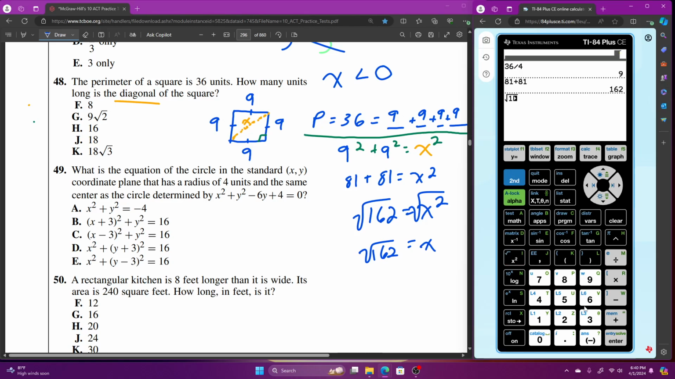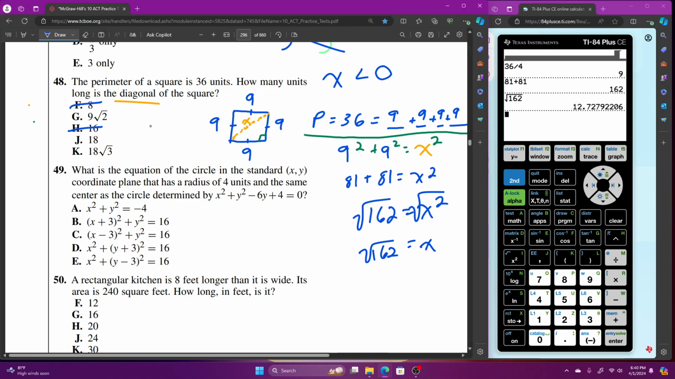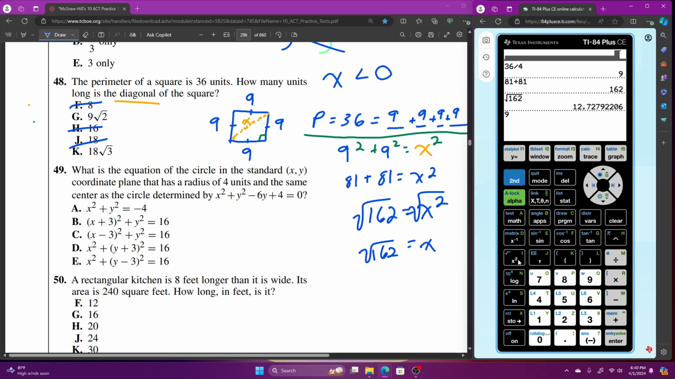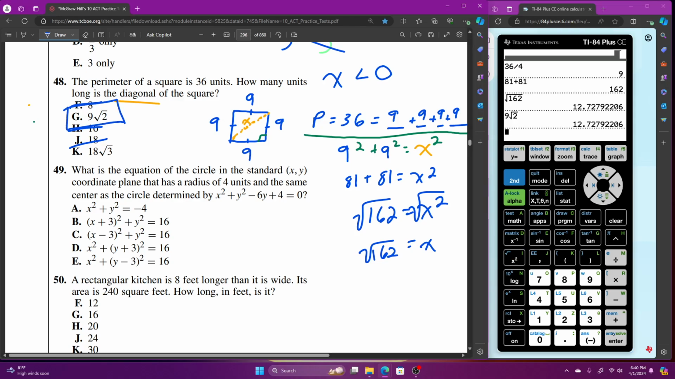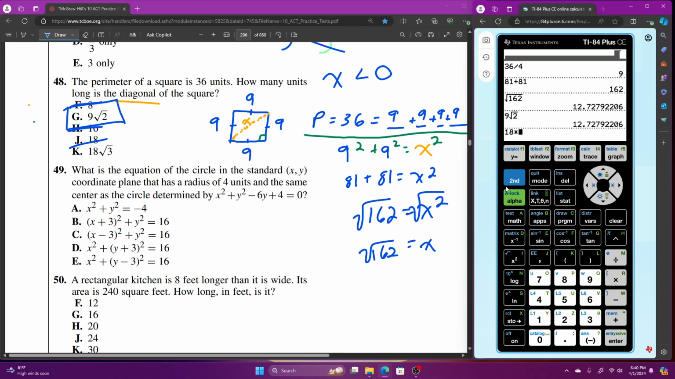Square root of 162 is 12.7/10. So I know none of these with a whole number answer are correct. Let's check. 9 square root of 2, and we've got a match. 18 times the square root of 3 is going to be too much.